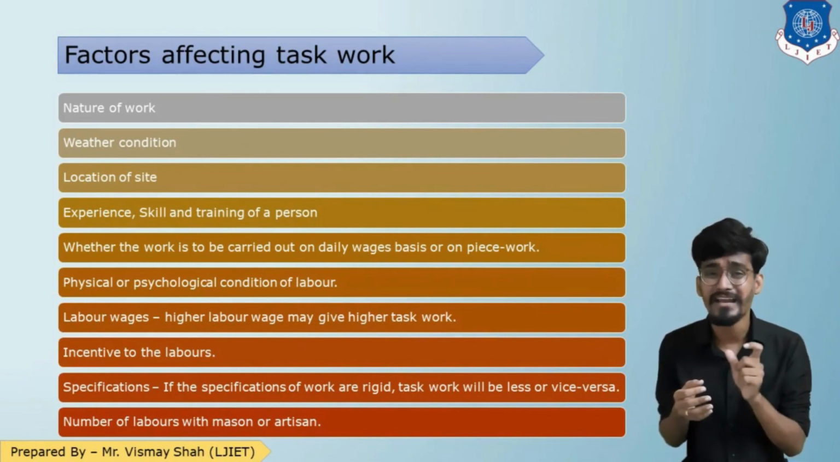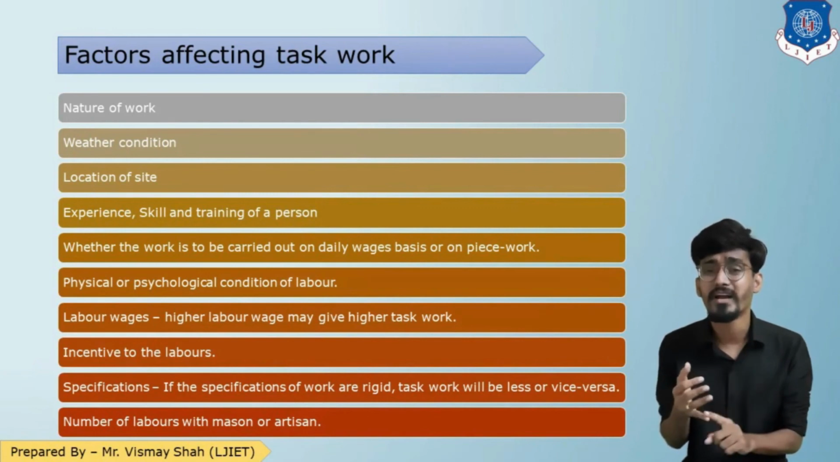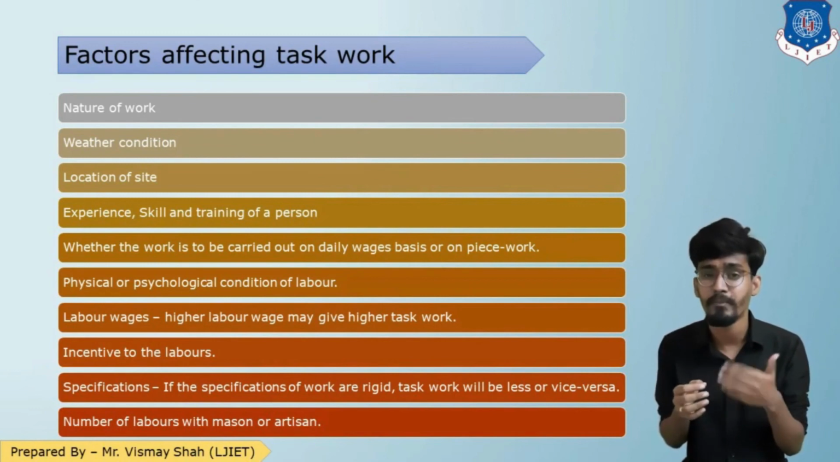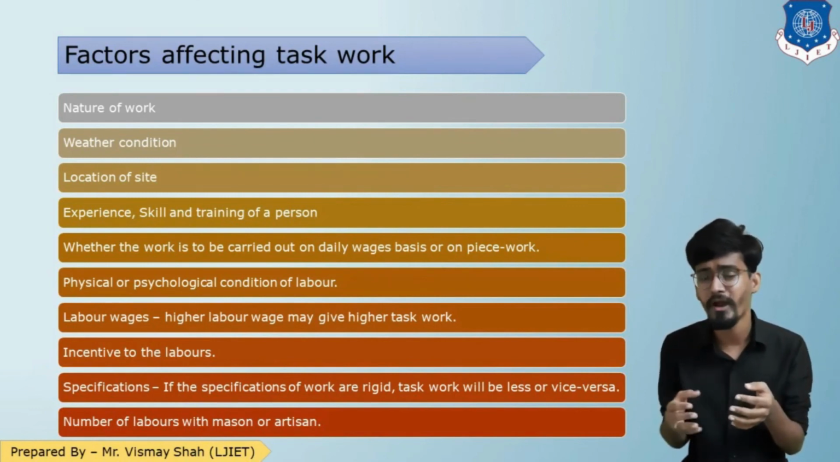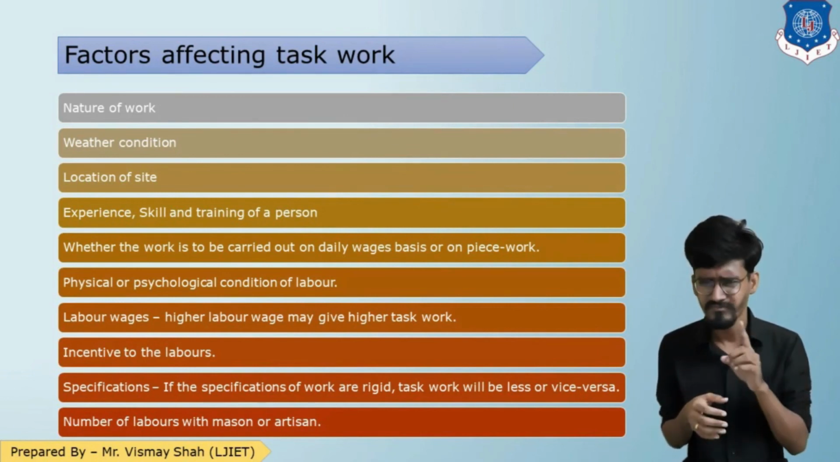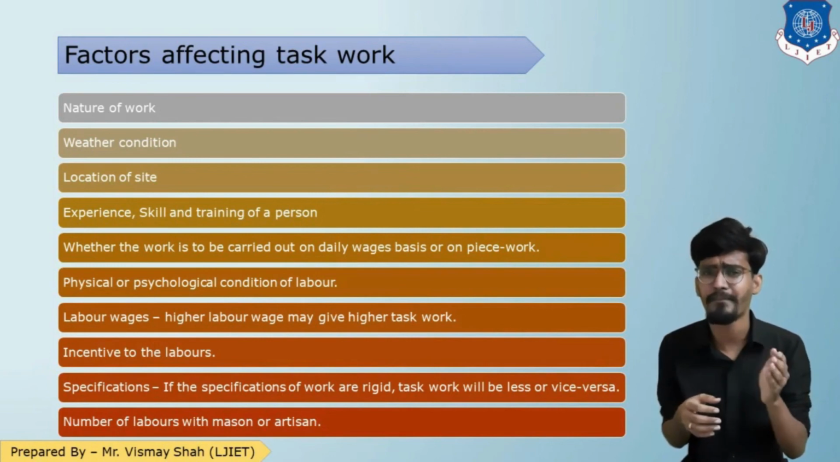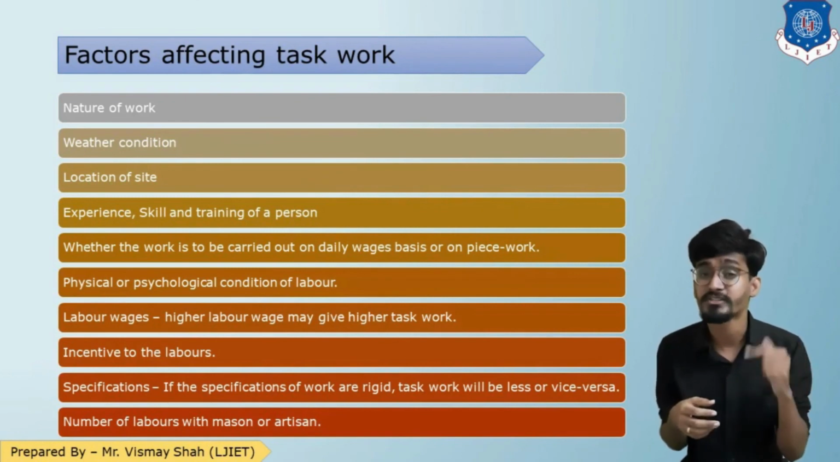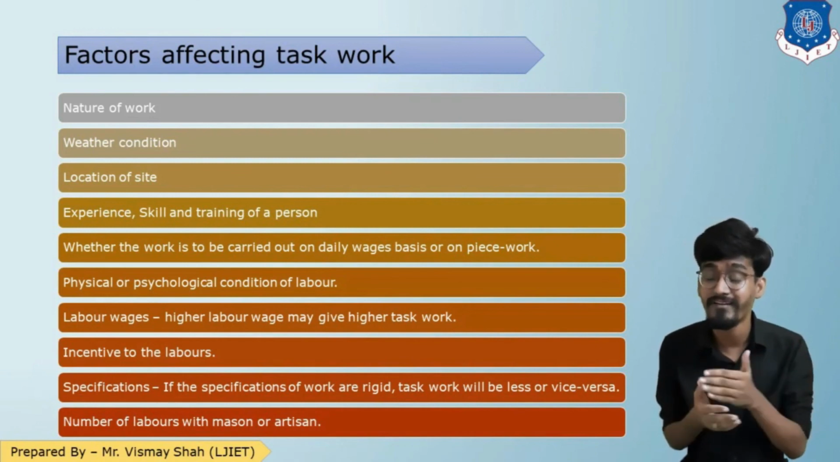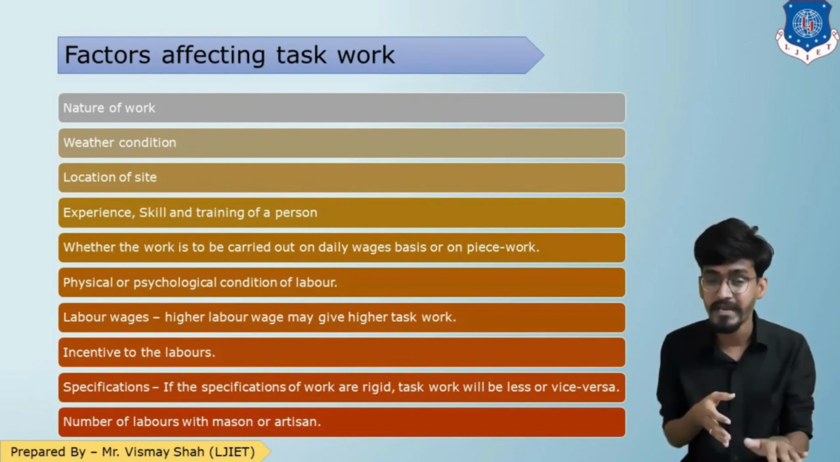The next and very important factor is whether the work is to be carried out on a daily wages or piecework basis. That means whether the laborers are employed on the number of days or on the quantity basis. That affects the task work. If you have employed your labor on a per day basis, he will try to complete the work in the maximum number of days, because he is going to get paid for as many days as he comes to the site. So he will try to increase the number of days, and task work will be low.